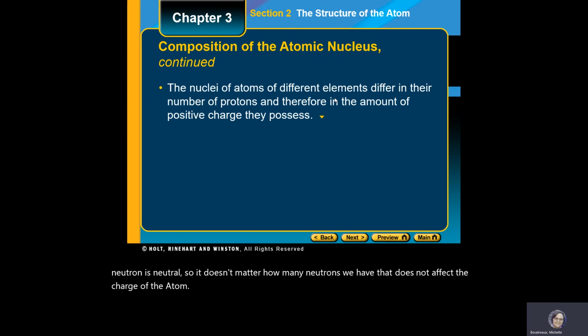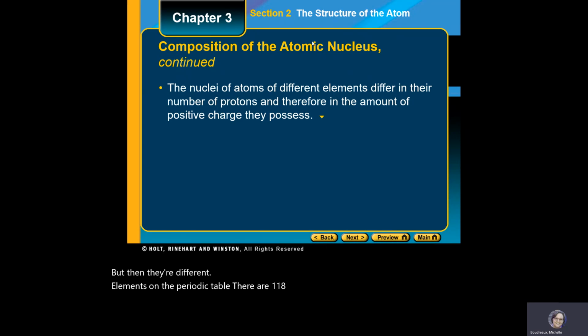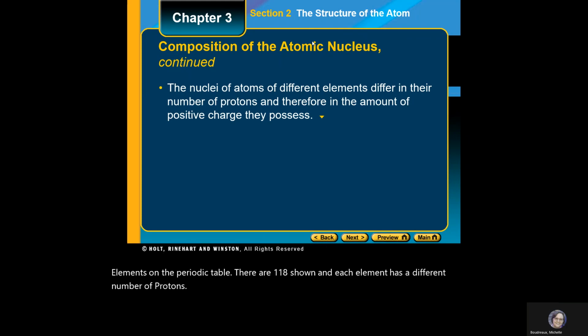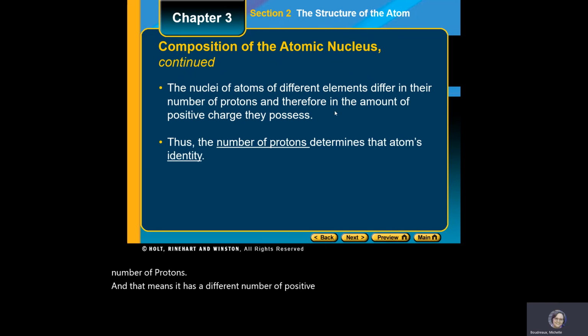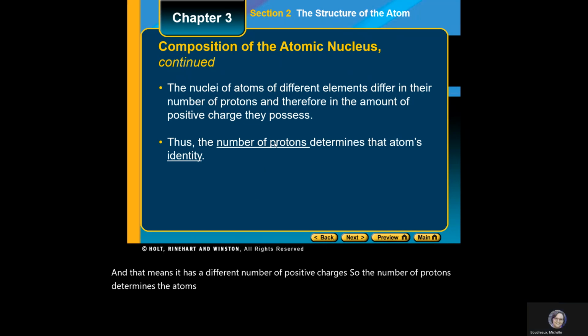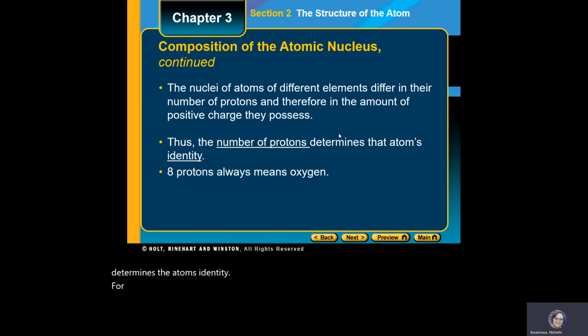But then there are different elements. On the periodic table, there are 118 shown, and each element has a different number of protons. And that means it has a different number of positive charges. So the number of protons determines the atom's identity. For example, 8 protons always means it's an atom of oxygen. 2 protons always means it is helium.